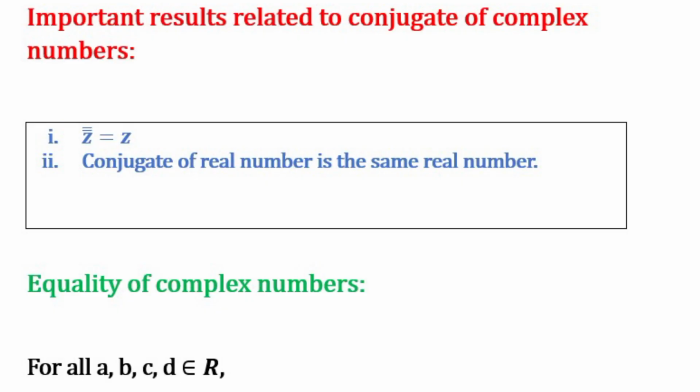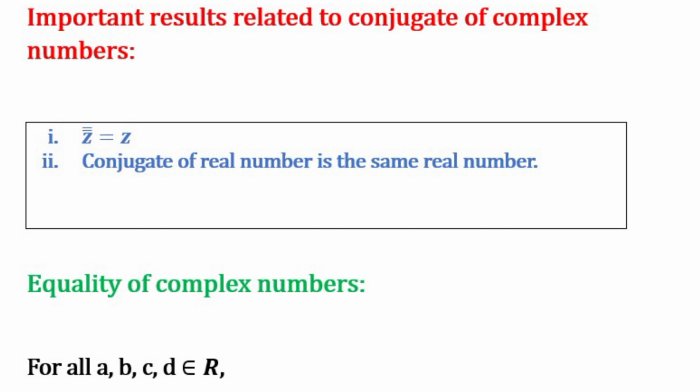First topic is important results related to conjugate of complex numbers. In previous video I have told what is conjugate of complex number. Now these two results related to conjugate. First result is if we have a plus iota b, if we take its conjugate one time we get a minus iota b. If we take its conjugate again, we will get a plus iota b. So conjugate of the conjugate of a complex number is equal to the complex number.